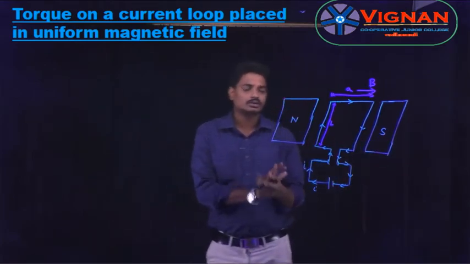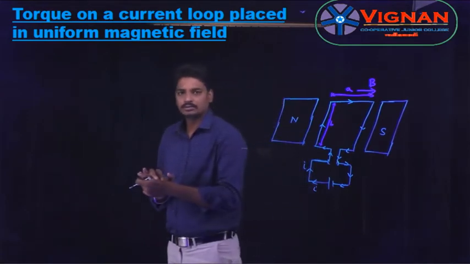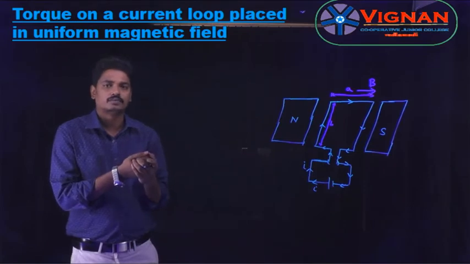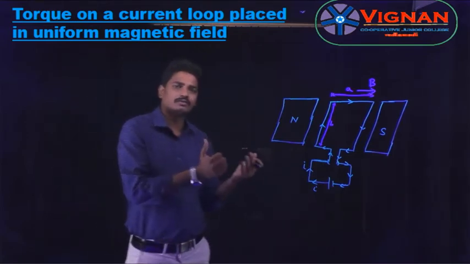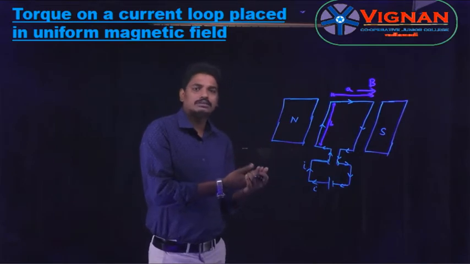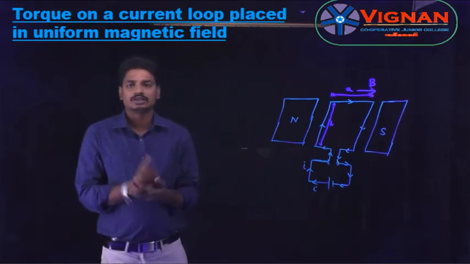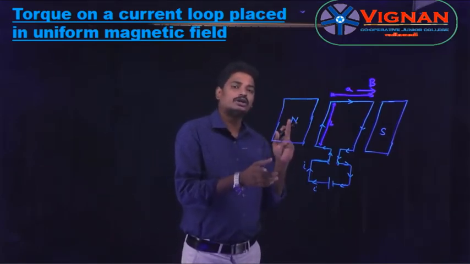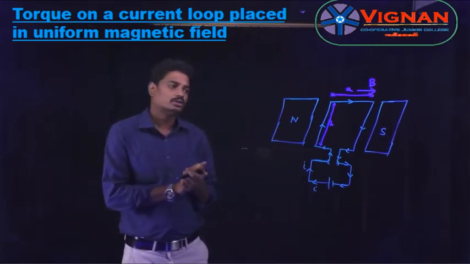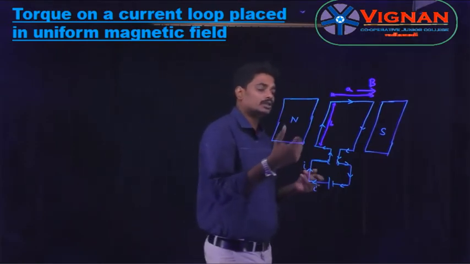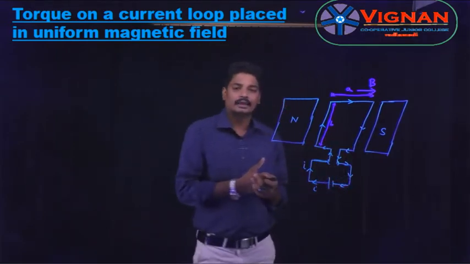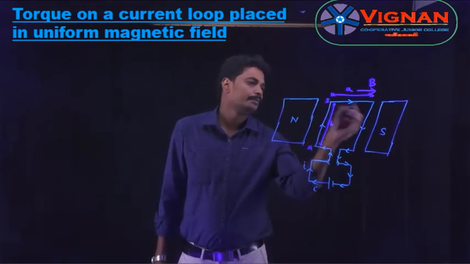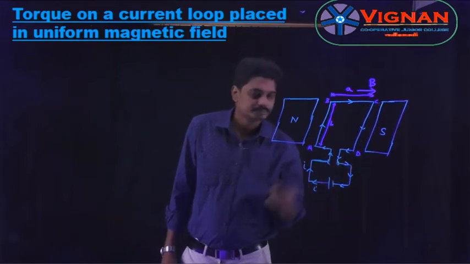Before going into this, what is meant by torque? Torque is rotational force. Torque is nothing but the analogue of force in linear motion. In rotational motion, torque is the force which causes the body to rotate. So here we need to calculate the torque acting on this rectangular loop. Let this rectangular loop be named A, B, C and D.